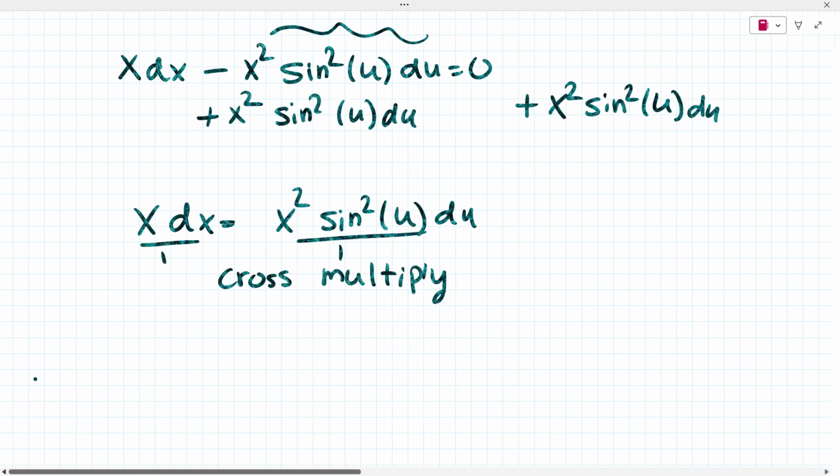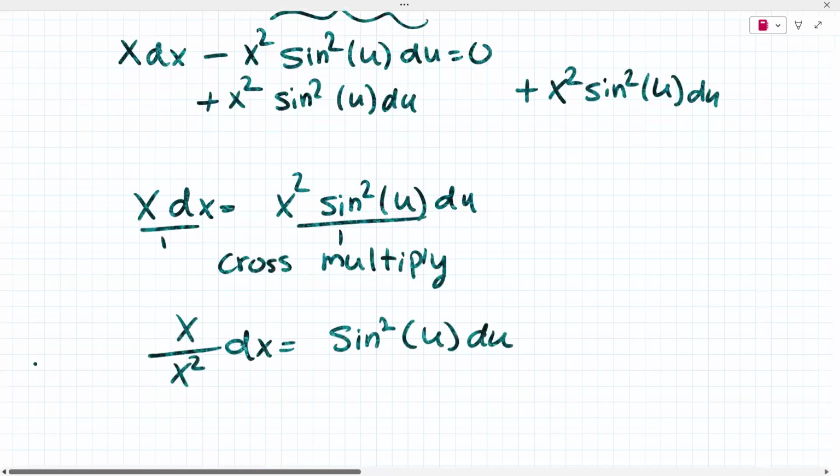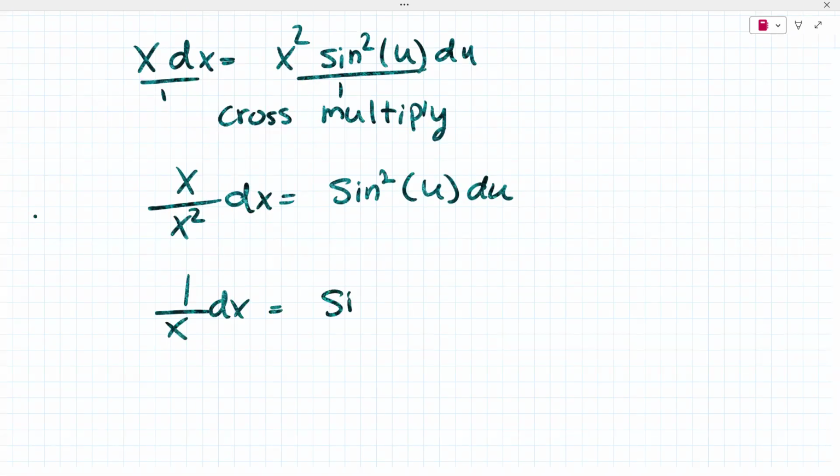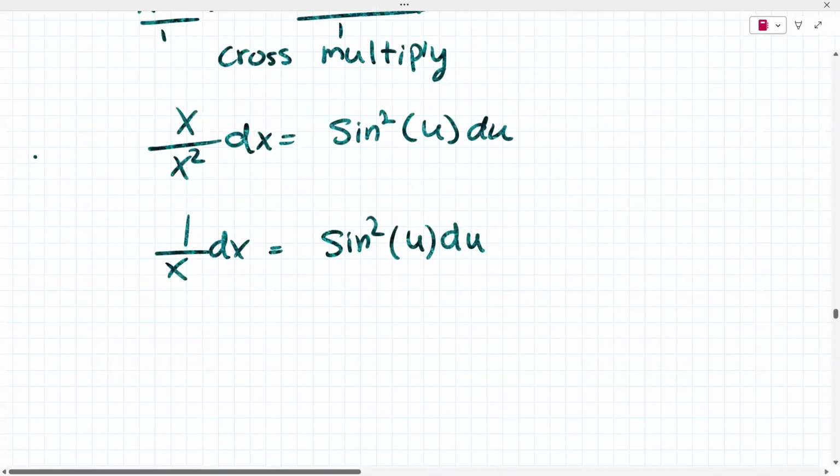Cross multiply, so on the left it's going to be x over x squared dx, and on the right it's going to be sin squared of u du. And x over x squared is 1 over x dx, and on the right, it's sin squared of u du. Okay, now that you've separated it, you have the x's and dx on the left and the u's and du's on the right.